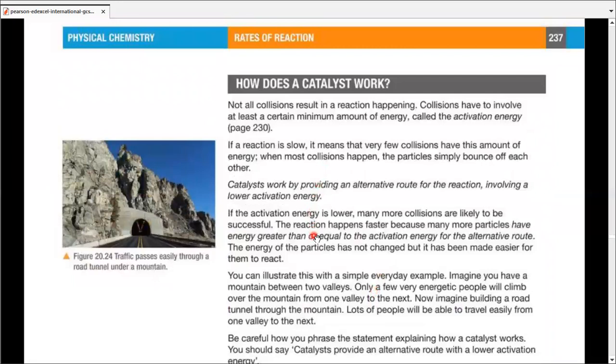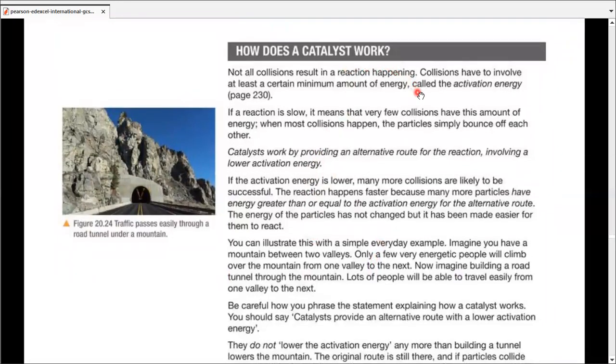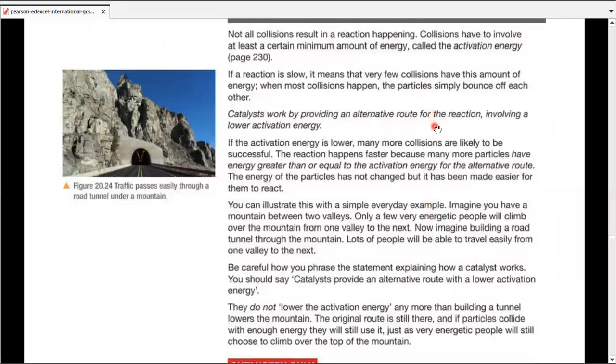Now, how does a catalyst work? Not all collisions result in the reaction happening. Collisions have to have at least a certain amount of energy we call the activation energy. If the reaction is slow, it means very few collisions have this energy. When most collisions happen, the particles simply bounce off each other. As I've explained earlier, what do catalysts do? Catalysts work by providing an alternate route for the reaction involving a lower activation energy. We can simply say catalysts lower the activation energy for a specific reaction.